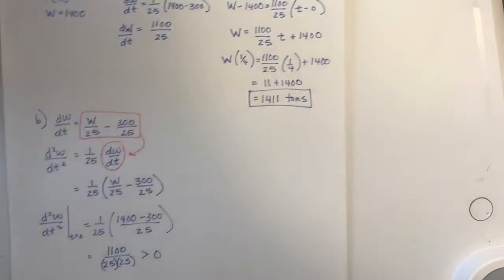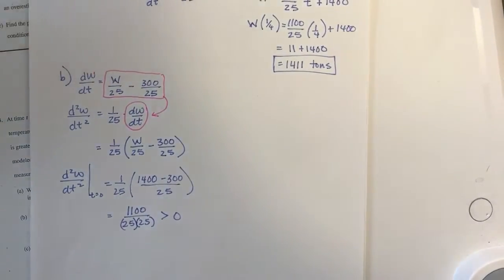Oh, you can't see that. Sorry, I'm a little bit crooked here. So we can just say it's greater than 0.